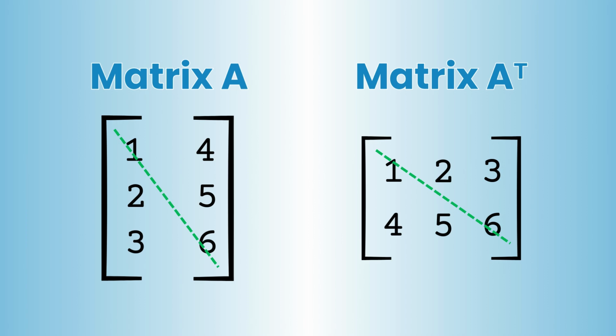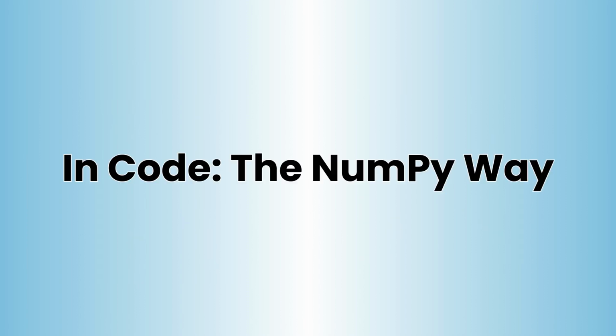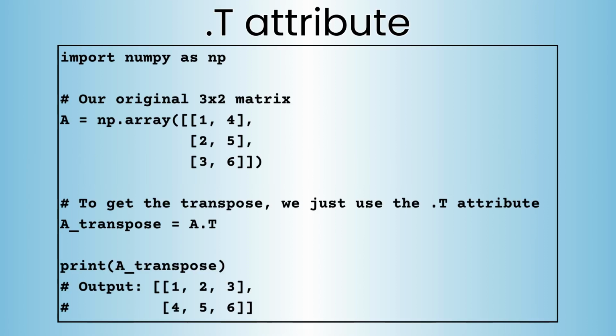But the power isn't in the operation itself, it's in what it allows us to do. As practitioners, we don't do this by hand. In Python, the NumPy library makes this a one step process. We define our matrix as a NumPy array and then simply call the T attribute on it. One character. That's all it takes to perform this fundamental operation. You will use this constantly in real world machine learning code.